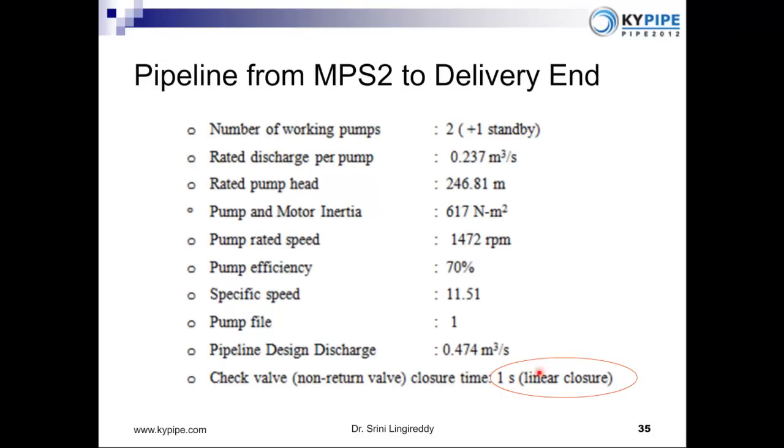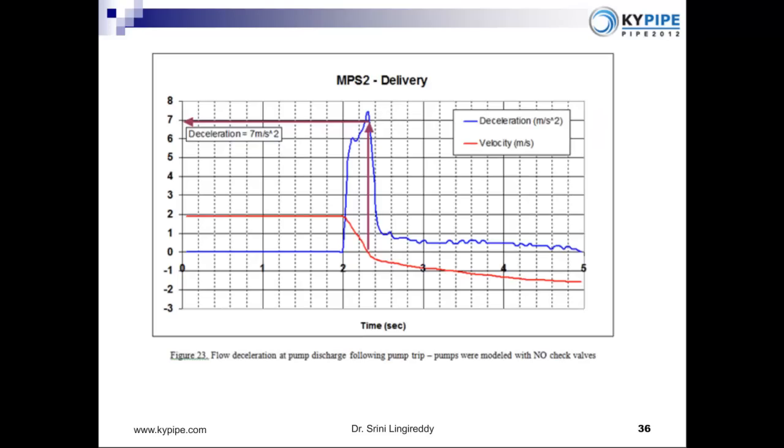So what I did for this is, these are the characteristics of the system. I use check valve closure time of 1 second, linear closure. These are the other characteristics of the system. So first, I ran the surge analysis without a check valve, just to allow the flow to reverse the way it can. So I'm not trying to stop it. This is where the velocity becomes 0. An ideal check valve would have stopped the flow right at this point, and the velocity would have been 0 further down. But since there is no check valve on this system, flow reverses.